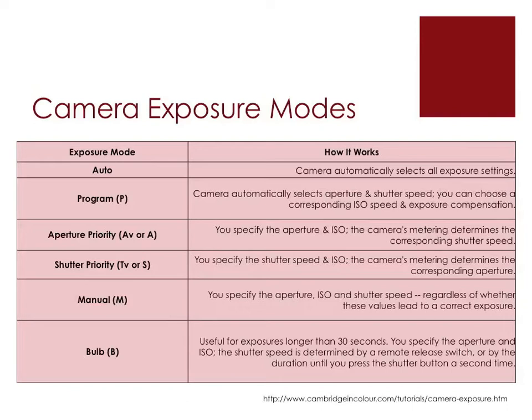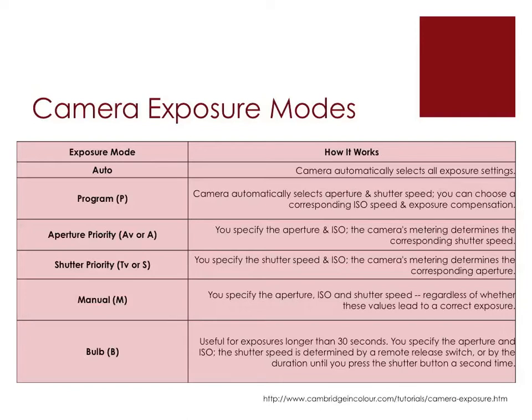Now, the one that's really useful for a lot of situations is aperture priority mode. So what this is: you set the aperture, you set the ISO, and you let the camera choose the shutter speed for you. Now, you can also do exposure compensation in here, and we'll talk about that later. Shutter priority mode, you set the shutter speed and you set the ISO, and you let the camera choose your aperture for you.